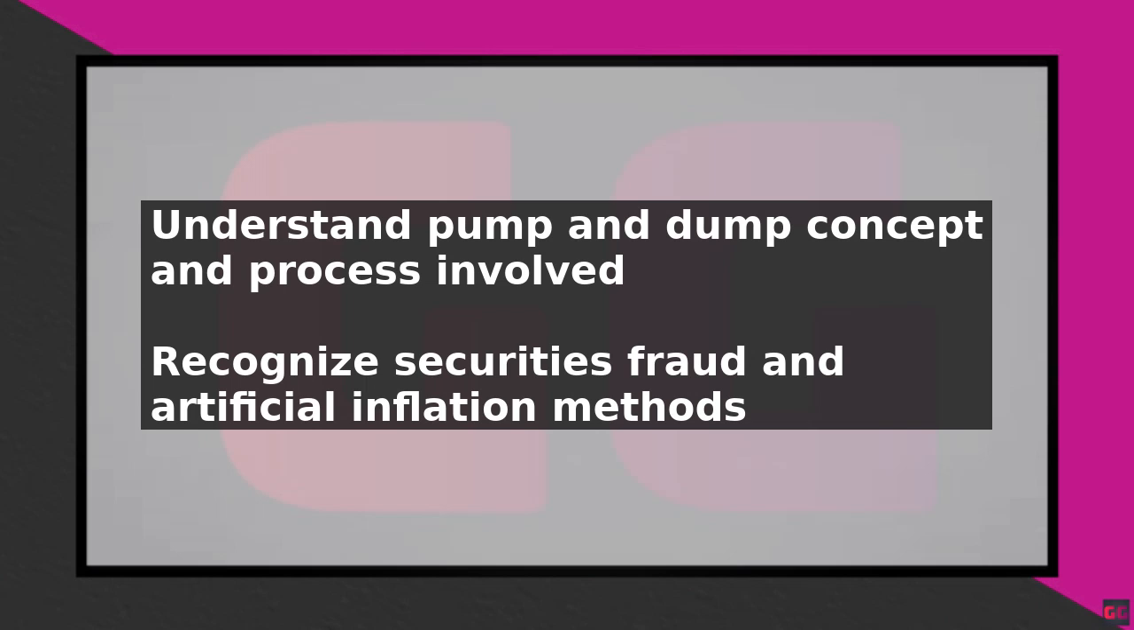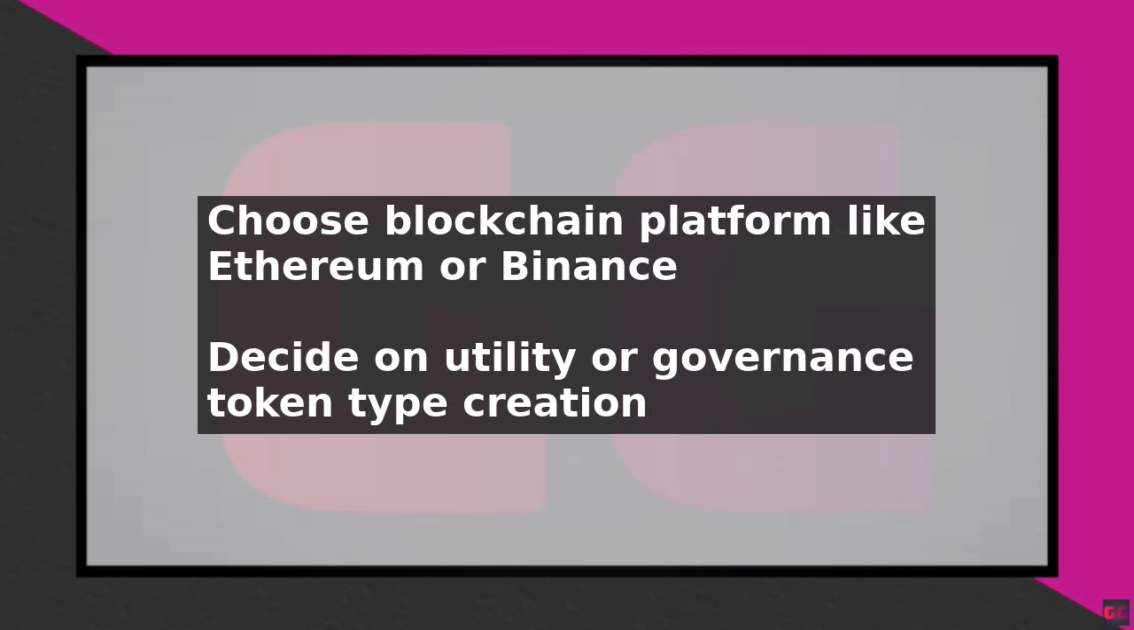First, choose a blockchain platform that supports the creation of new coins, such as Ethereum or Binance Smart Chain. Next, decide on the type of coin you want to create, either a utility token or a governance token. You will need to design the coin's architecture, including its name, symbol, total supply, and distribution method. Then, create a smart contract that outlines the rules and behaviors of the coin.